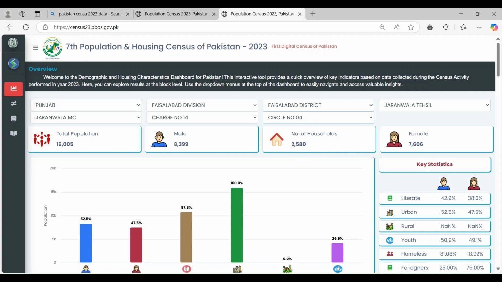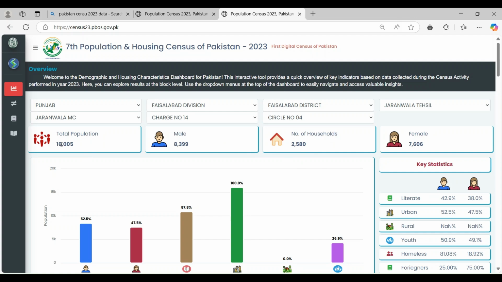You can see over 2,500 households divided by male and female population, and 16,000 is the total population in this circle. So the first circle can be further divided into census blocks as well. It means this 16,000 population can be divided into two, three, or four groups, depending on the number of census blocks they have in one circle.